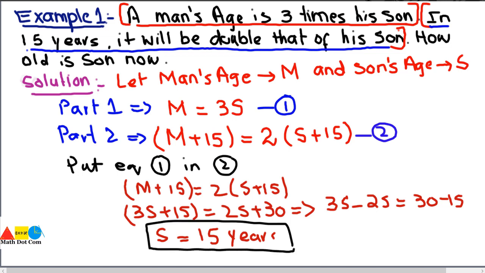This is how you can solve word problems related to age, where the age of one is given as compared to the other, and you will be asked to find the age of one of them. So this is one method of finding age from word problems. Let's have one more example. When you do multiple examples, you will come to know how easy it is.